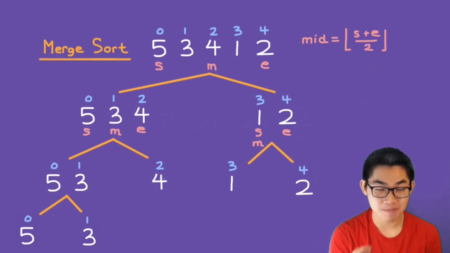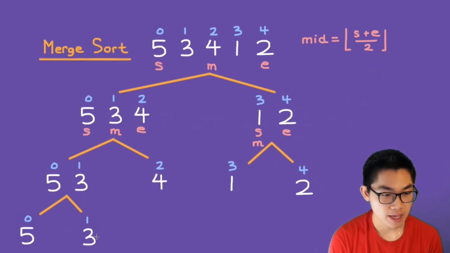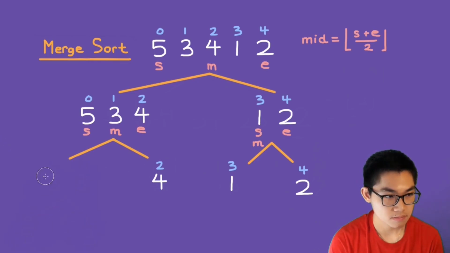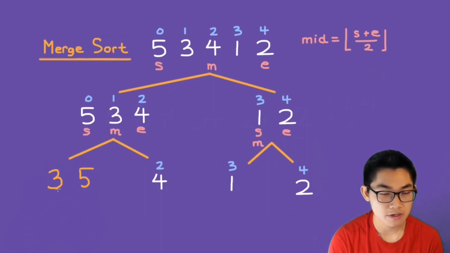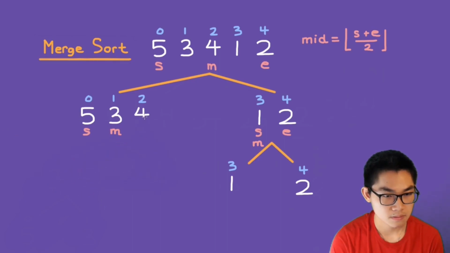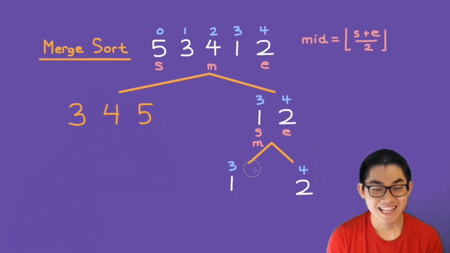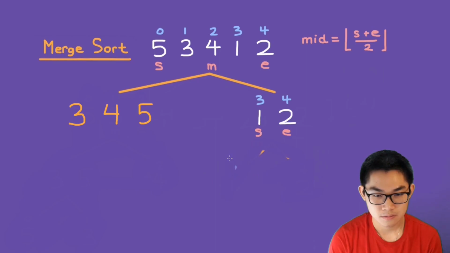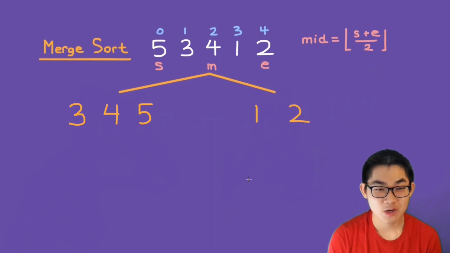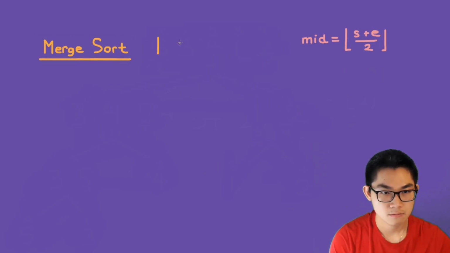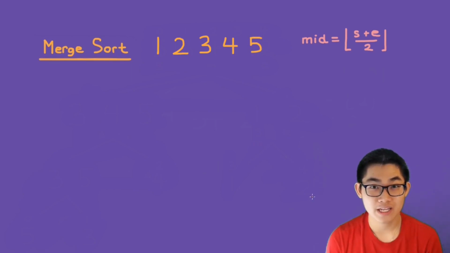Now we're going to merge them. So starting here, 5 and 3, how are we going to merge it? Well, let me show you how to do it. We will have 3 and 5. So after we merge it, we'll have 3 and 5, and it's in order. And then we have to merge these ones. So 3, 5, and 4. And then we'll merge 1 and 2 together. And finally, we will merge our entire array. And that is basically merge sort in a nutshell.